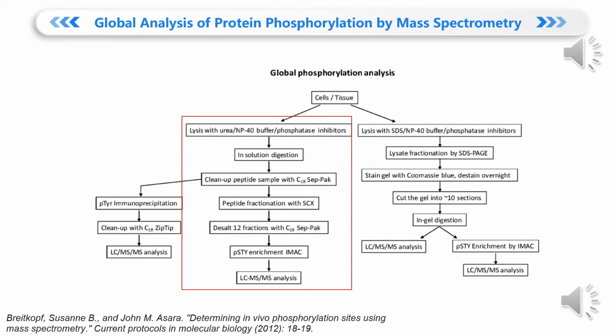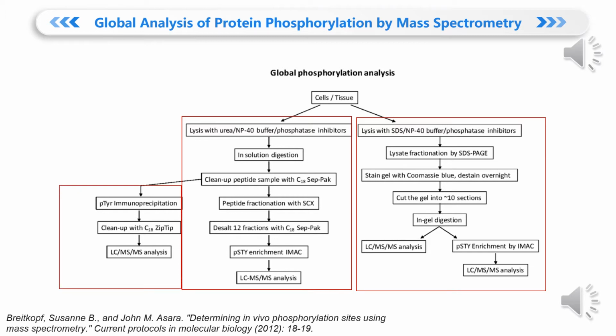In the second strategy, the protein lysate can be fractionated by SDS-PAGE, followed by digestion, phosphopeptide enrichment, and liquid chromatography tandem mass spectrometry analysis. In addition, one can also immunopurify only phosphotyrosine peptides using a phosphotyrosine antibody followed by liquid chromatography tandem mass spectrometry analysis.